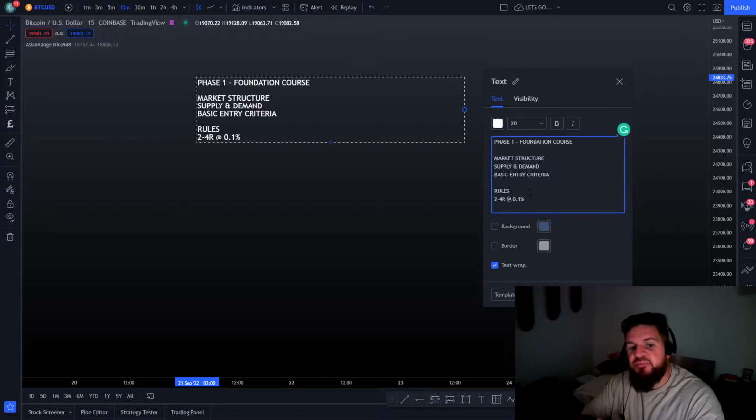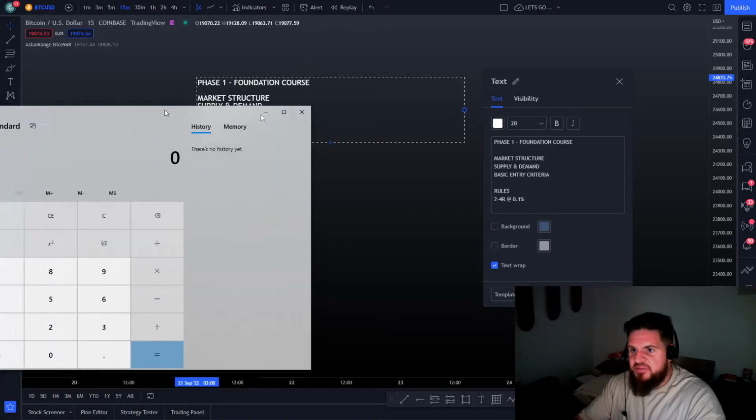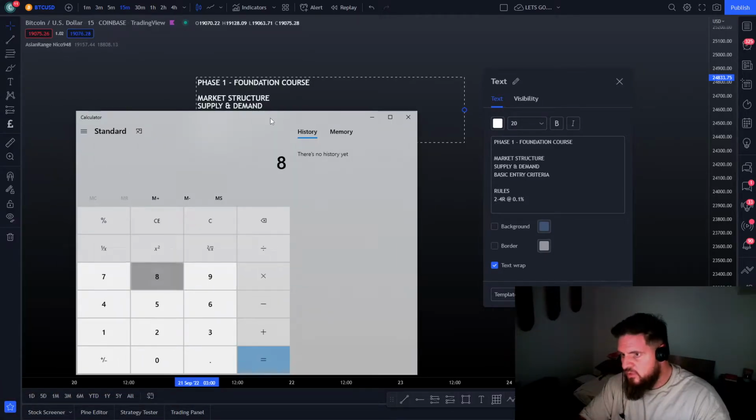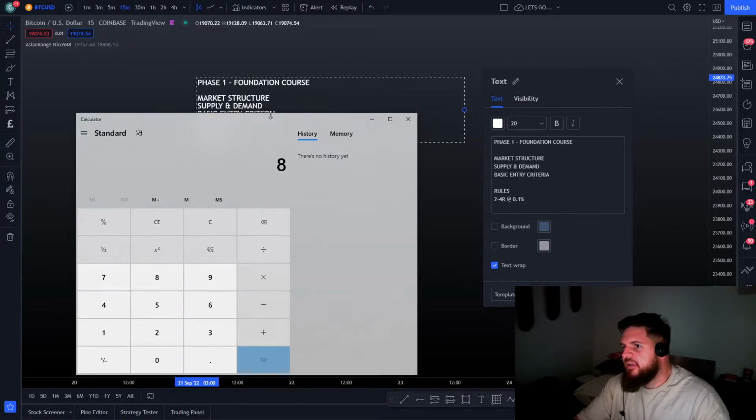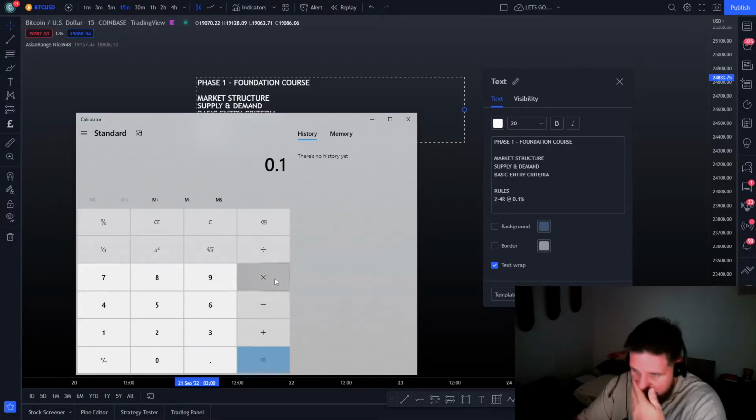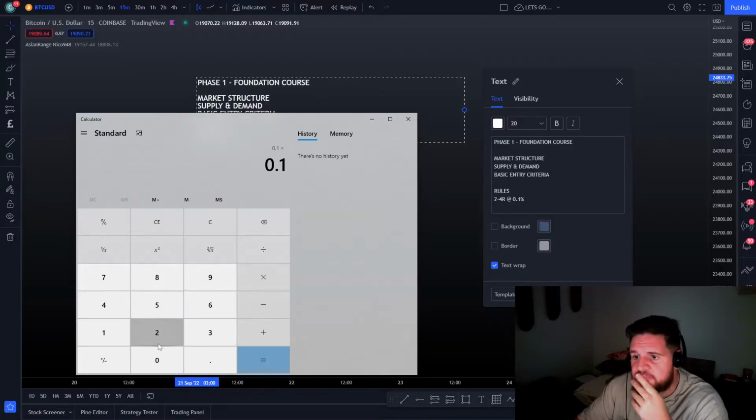And you could pass a prop firm challenge aiming at, let's just bring a calculator up. Okay, you need 8%. Let's say you were getting in 2R trades, and you traded at 0.1% per trade. We want to get you up to, let's have a quick look. So, 2 of them, 0.2.